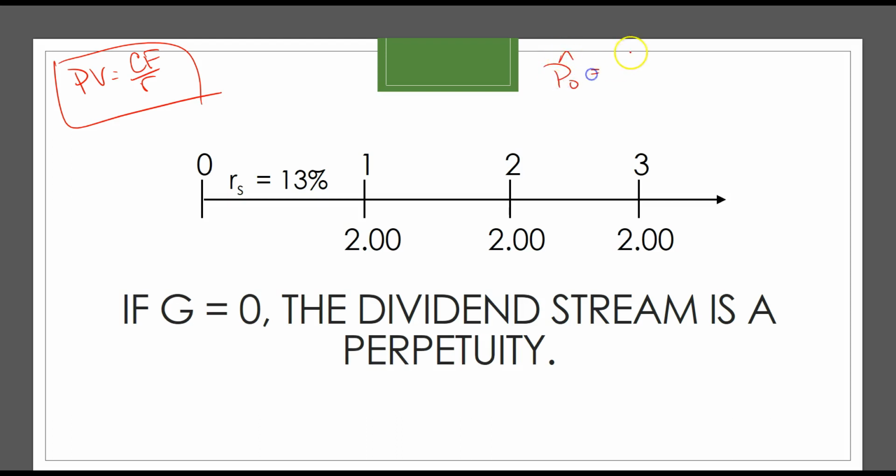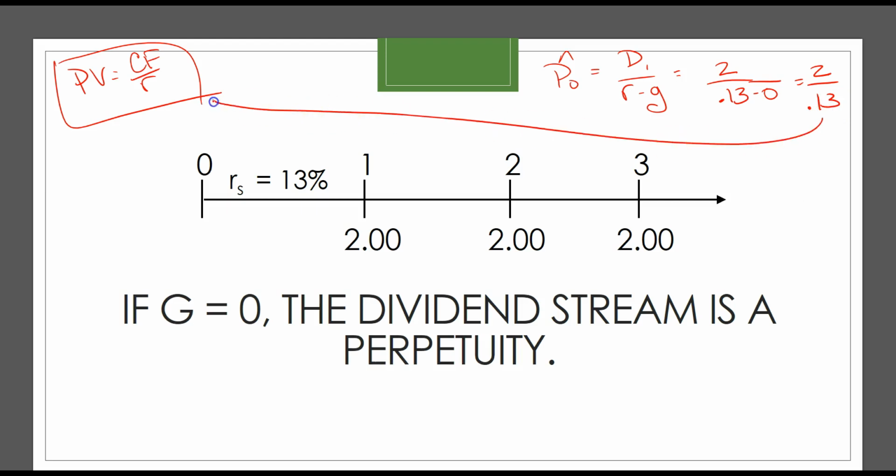The price today is equal to the next dividend you're going to receive divided by the required return minus the growth rate. The next dividend we're going to receive is $2 because that's the only dividend we're going to ever receive, because we don't expect it to grow at all. Our required return is 13% and our growth rate is 0. So that's 2 divided by 13%. Looks a lot like this formula, right? So all we're doing is subbing in a 0 for g if it's a zero growth dividend. So if we divide this out, we get $15.38 is the value of this stock today.